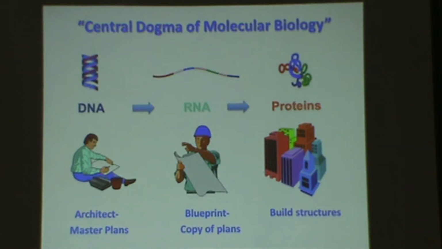So now I have to go back a bit to the central dogma of molecular biology, what happens in the cell. For a long time, it was thought that DNA makes RNA, makes proteins. So the DNA is like the architect who designs the master plans. Then you've got the blueprints, which is a copy, the RNA, and then it tells the cell which structures to build.